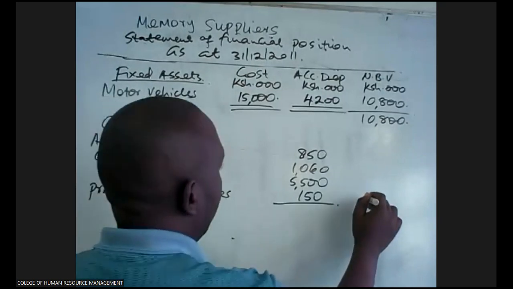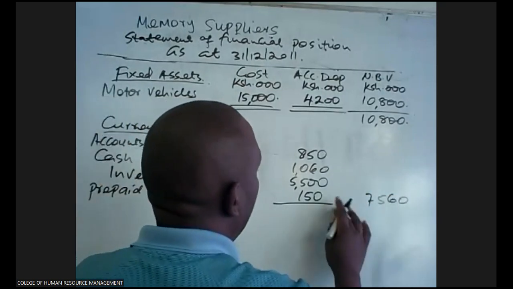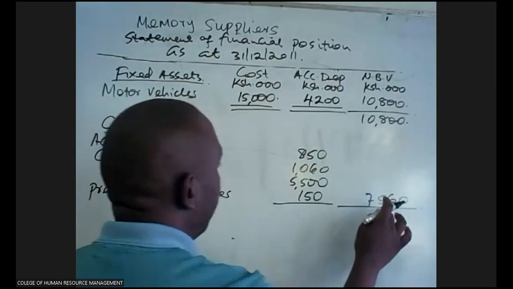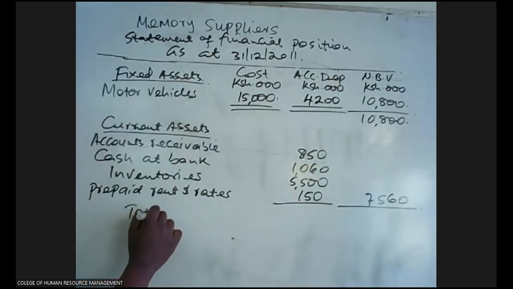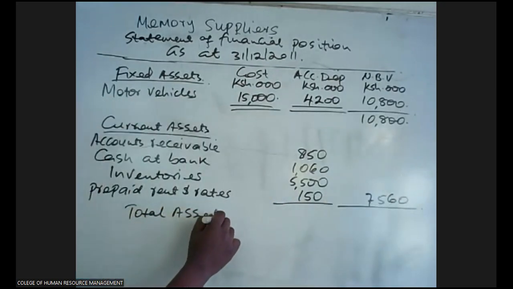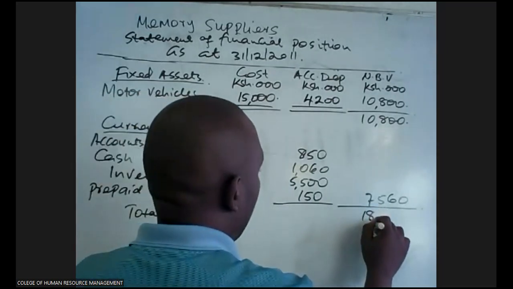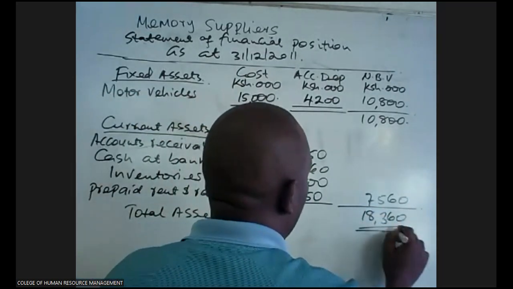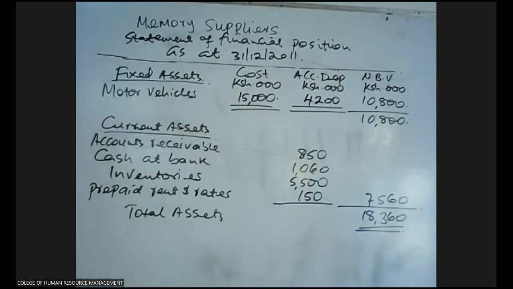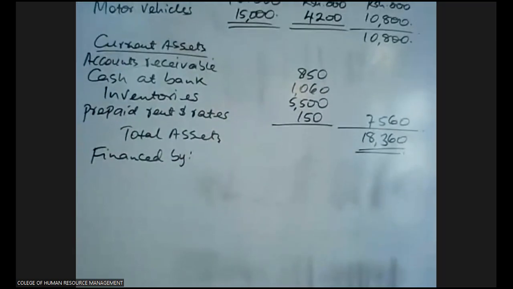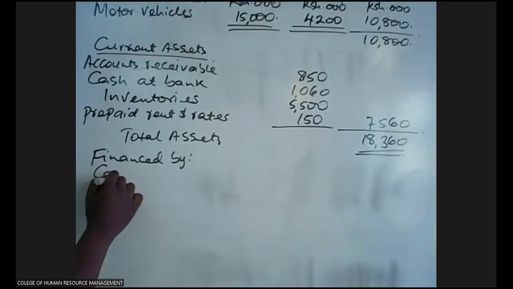So 560. This plus this gives you now the total assets, 18 to 60. Once you have your total assets, ask yourself, how are they financed? They were financed by capital.